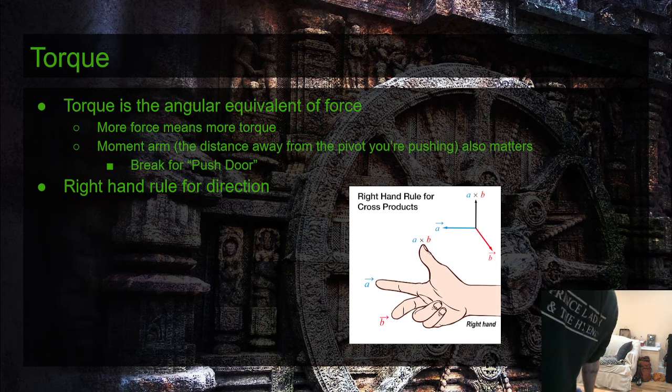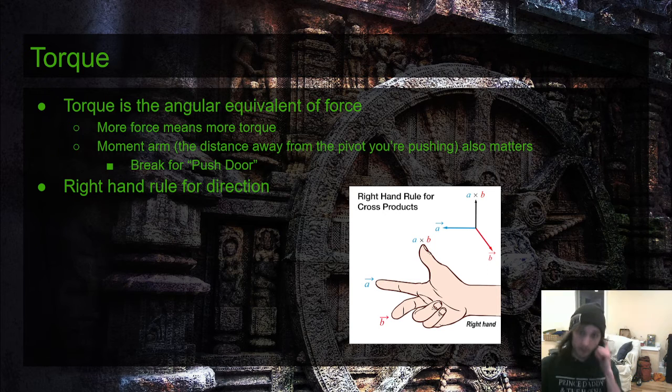Same thing applies to the angular motion variables, actually. Theta, omega, and alpha are all going to go on lines perpendicular to the plane of rotation. Yes, kind of hard to show through a video. Sorry.